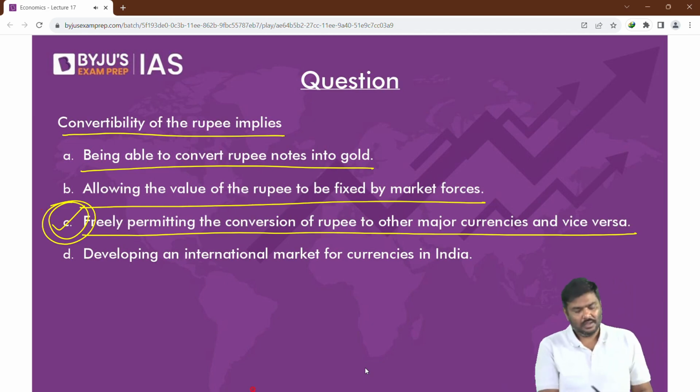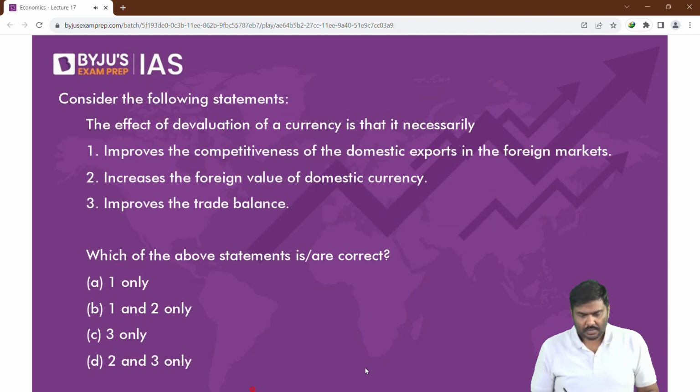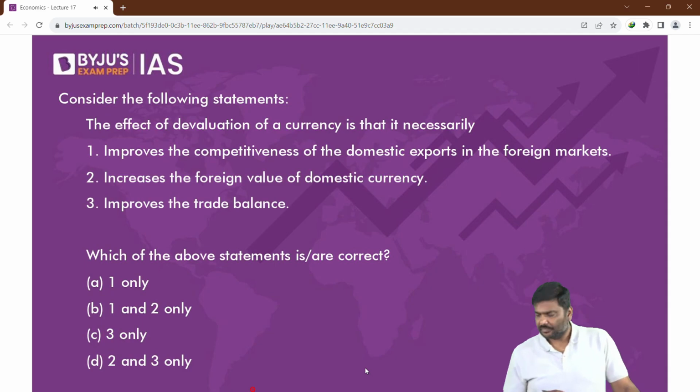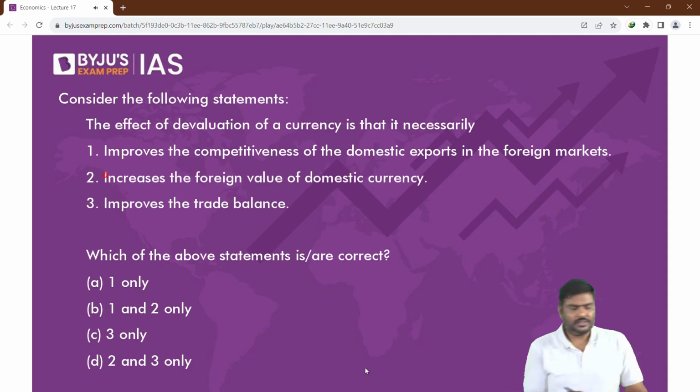Allowing the value of rupee to be fixed by market forces. That is floating exchange rate. Freely permitting the conversion of rupee to other major currencies and vice versa. Right option is option C here.